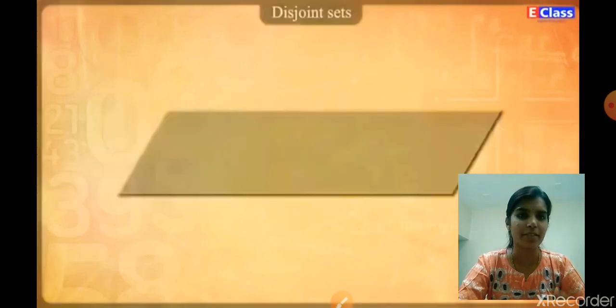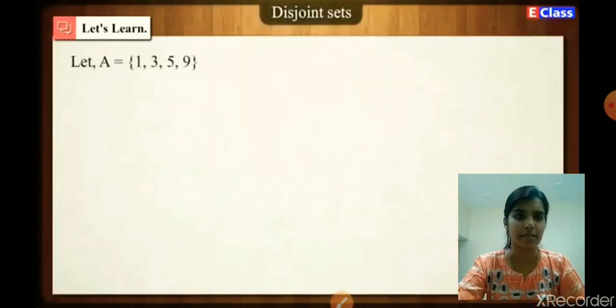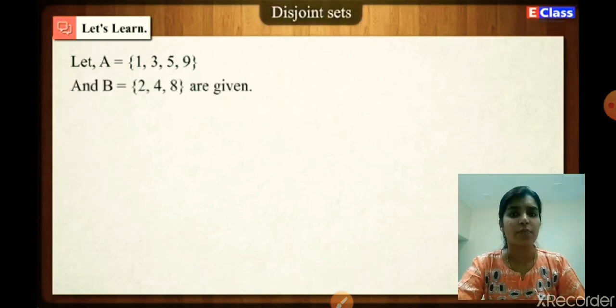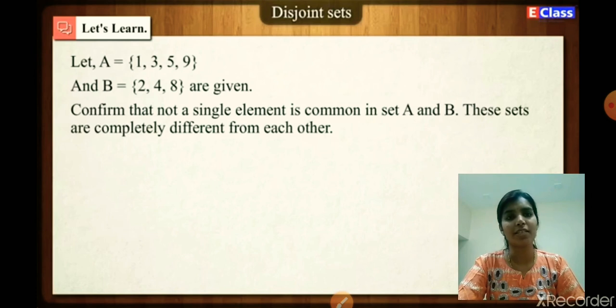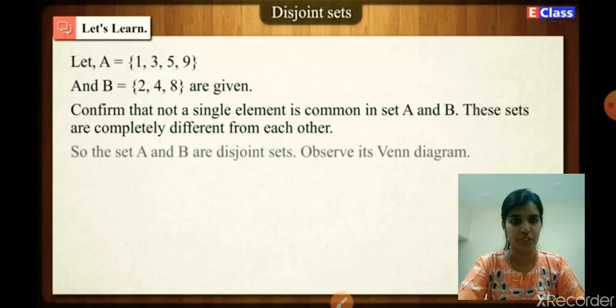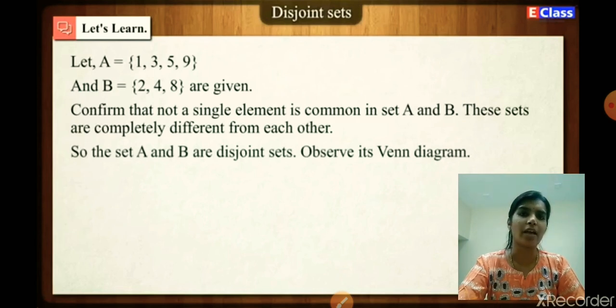Then we will see our next operation, disjoint sets. We have the example, set A is equal to 1, 3, 5, 9. Okay, so disjoint set is a very important concept related to our set. We have the second set B, and the elements of set B are 2, 4, 8. So confirm that not a single element is common in sets A and B. Therefore, these sets are completely different from each other. So, sets A and B are disjoint sets.